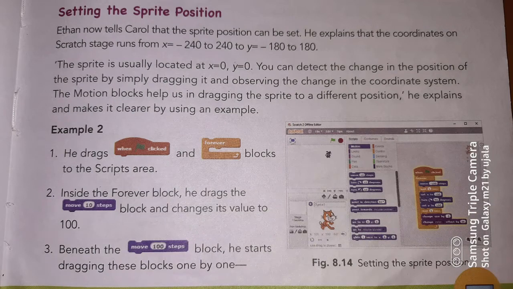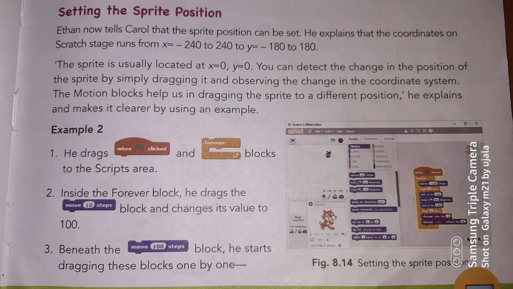You can detect the change in the position of the sprite by simply dragging it and observing the change in the coordinate system. The motion blocks help us in dragging the sprite to a different position.